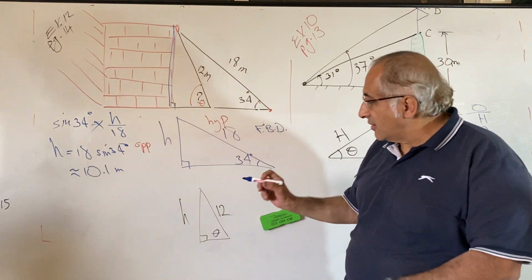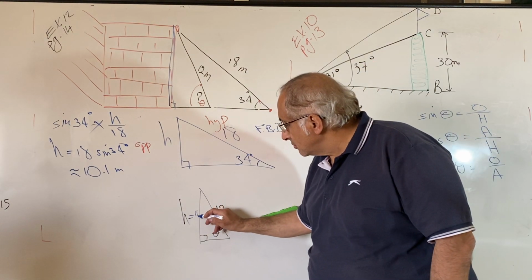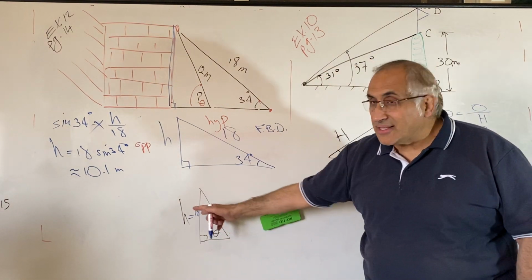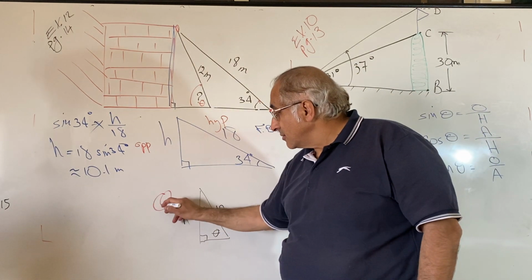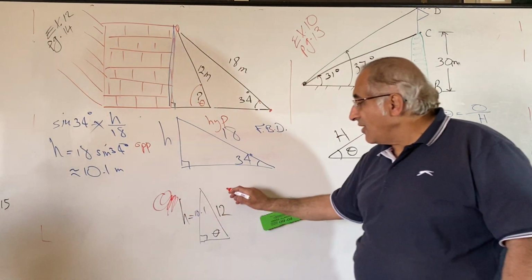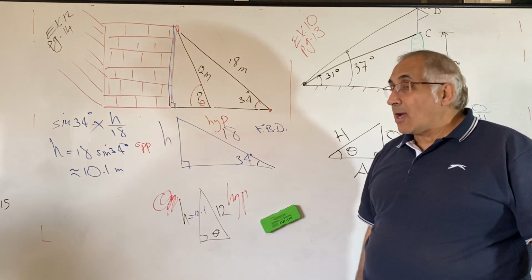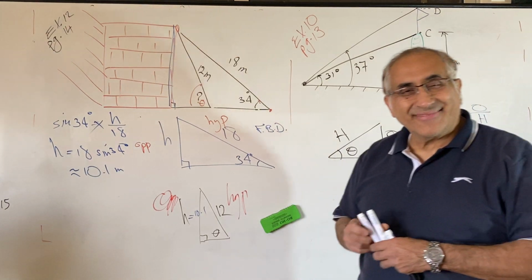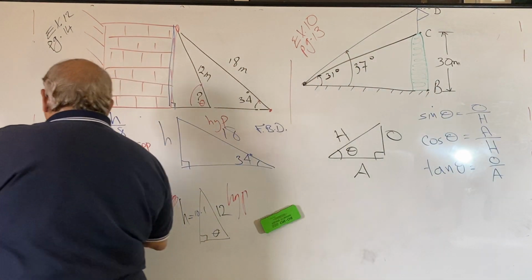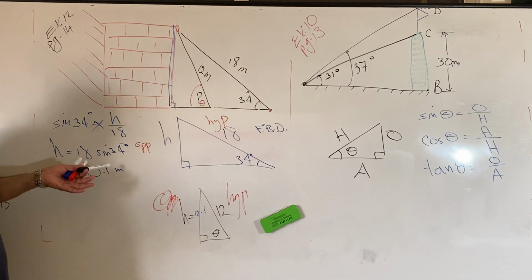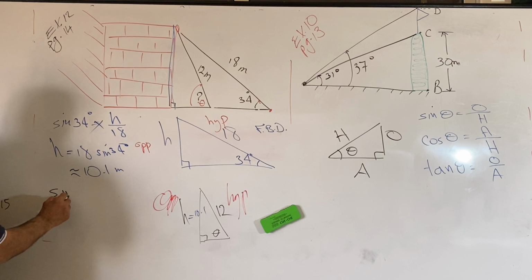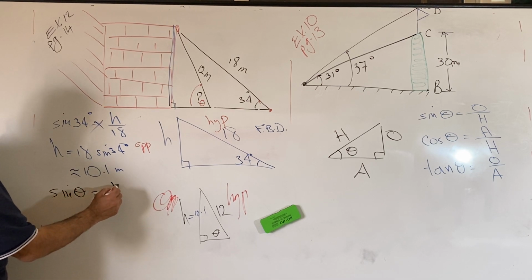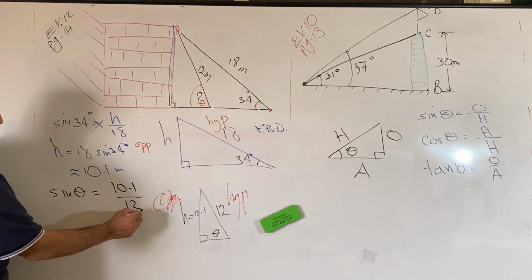I put the height here. I have the opposite again. My God, that's nice. And I have the hypotenuse. I can also use sine rule, but we used sine rule twice. So, sine theta that I'm looking for is the opposite, which is 10.1, over the hypotenuse.